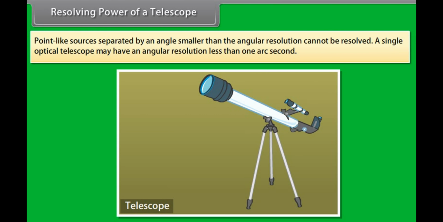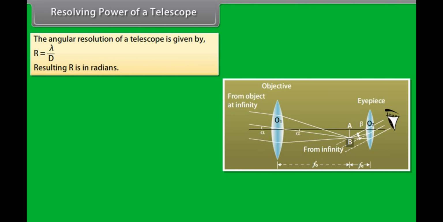Resolving power of a telescope. Point-like sources separated by an angle smaller than the angular resolution cannot be resolved. A single optical telescope may have an angular resolution less than 1 arc second. The angular resolution of a telescope is given by R equals λ divided by D, where λ is the wavelength of the observed radiation and D is the diameter of the telescope's objective. The resulting R is in radians.